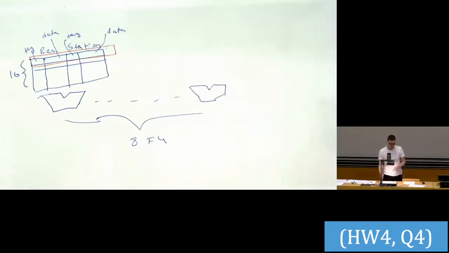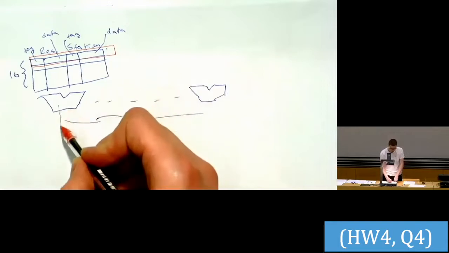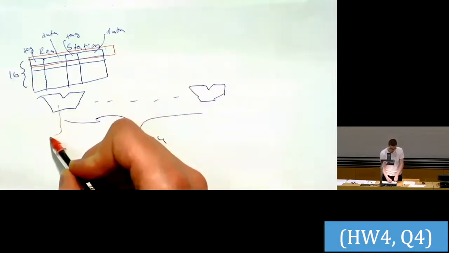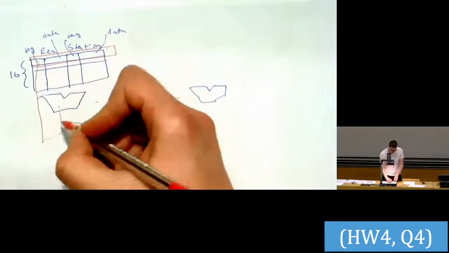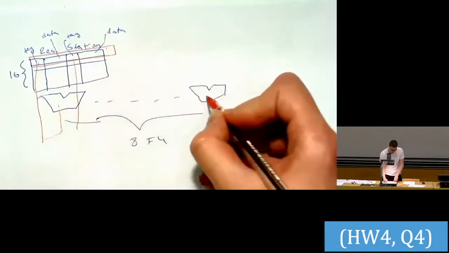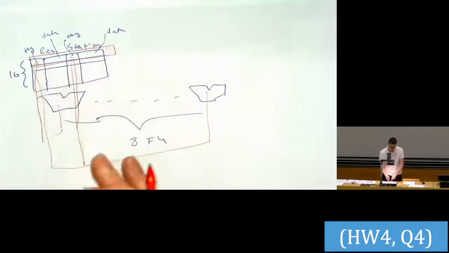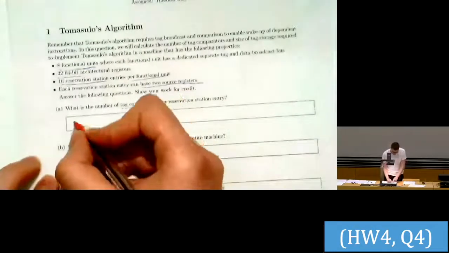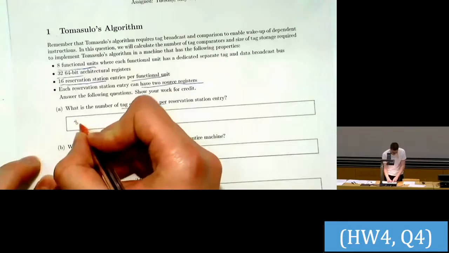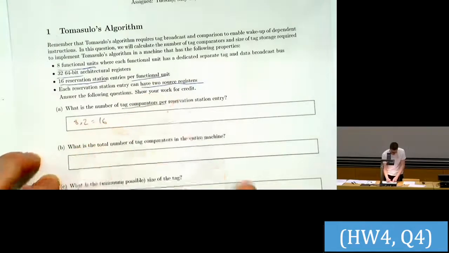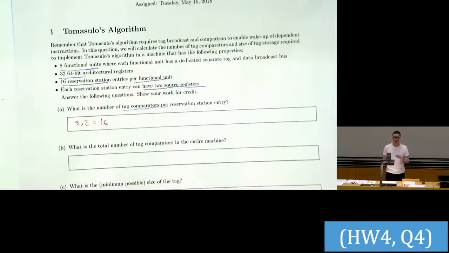Okay, is it clear? So basically, the result coming out from this functional unit will be compared against this tag and this tag. Same for this functional unit, it will need to be compared against those 2 tags. And the same is true for all functional units. Basically, we will need 2 comparators per each functional unit. Then the answer is 8 by 2, which is 16 tag comparators per reservation station entry. Okay, is it clear?